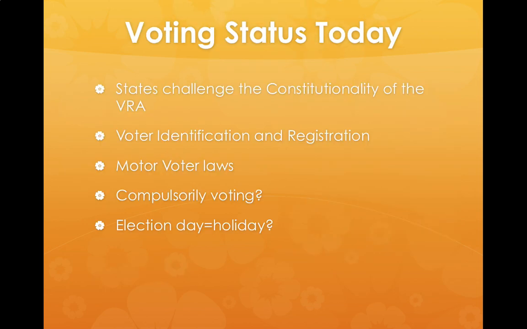So, voting today, we have added numerous amendments to the Constitution about voting. Obviously, 18-year-olds can vote. Any race can vote. Women can vote. Voting is supposed to be free. But there are still a lot of questions and issues that exist about voting status. Some states have challenged the constitutionality of the 1963 Voting Rights Act that Dr. King had passed. And right now, some states are saying that it's outdated, that states wouldn't be racially discriminatory anymore, so this law should go away.